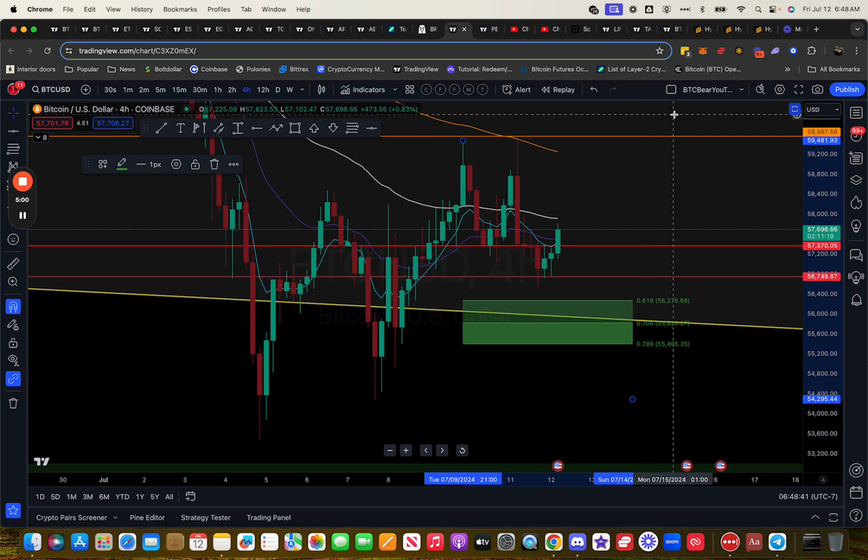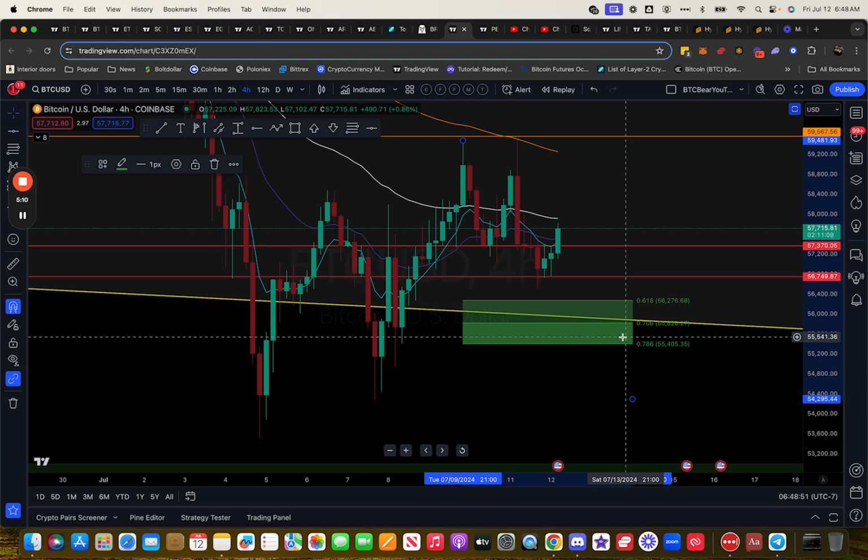Confirm this, we go higher. Break down again and confirm the rejection, we're going lower. Keep it simple. No need to complicate it. No need to try to think about 100,000 or 42,000. Just show me what's going to happen here. I'll take my next trade.